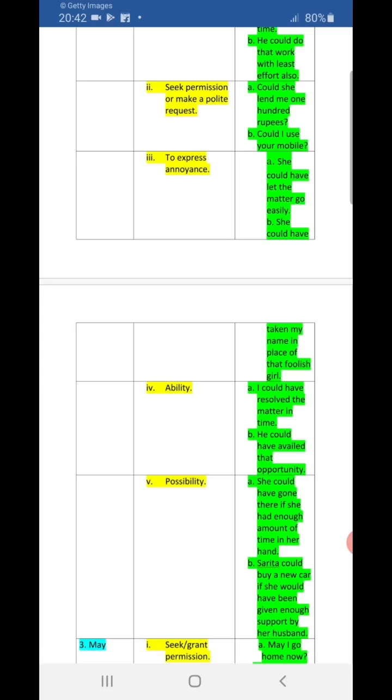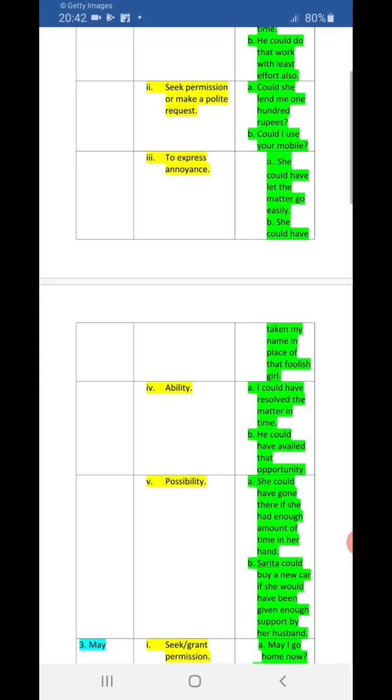Next, number 4, ability. Example number A. I could have resolved the matter in time. So it was my ability to resolve a matter in proper time, and so I could have resolved the matter in time.